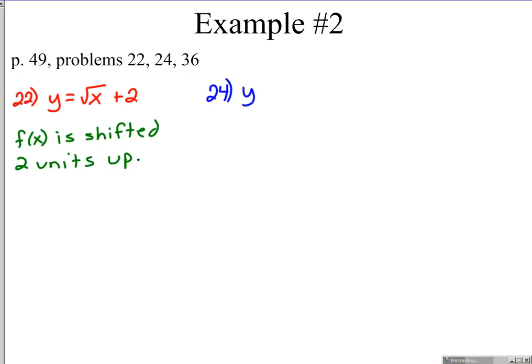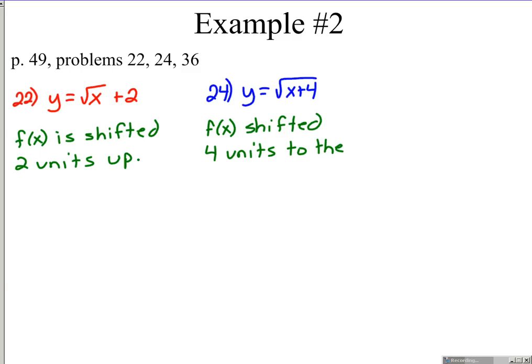Y equals the square root of x plus 4. This time, notice that we are adding the 4 directly to x. So now that's a horizontal shift. So it shifted 4 units to the left.